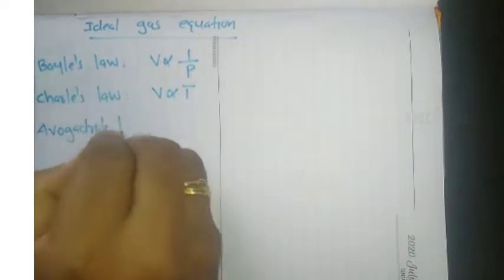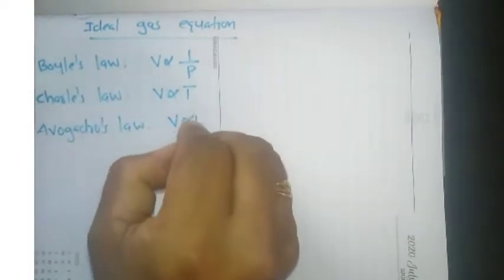The next part, then. What is the ideal gas equation? Simple. The ideal gas equation means, according to Boyle's law, V is proportional to 1 by P. Clear? Then according to Charles law, V is proportional to T. Then according to Avogadro's law, V is proportional to N.